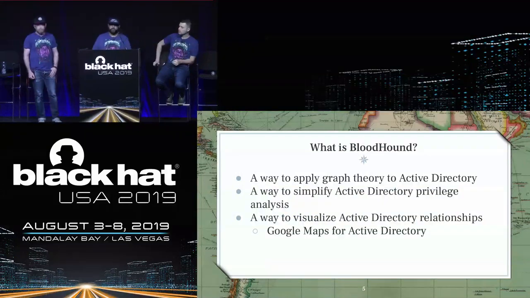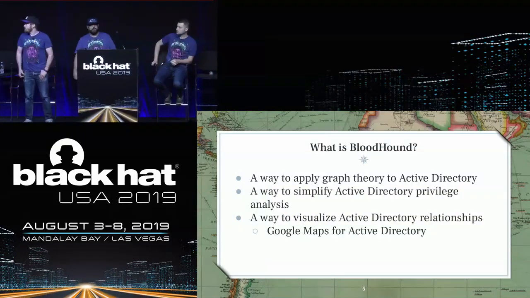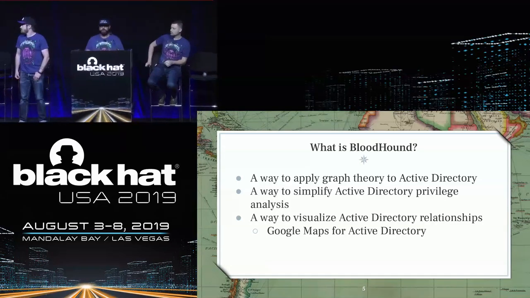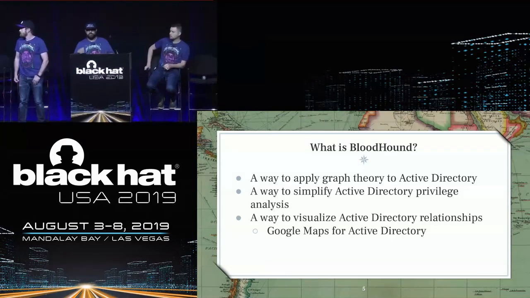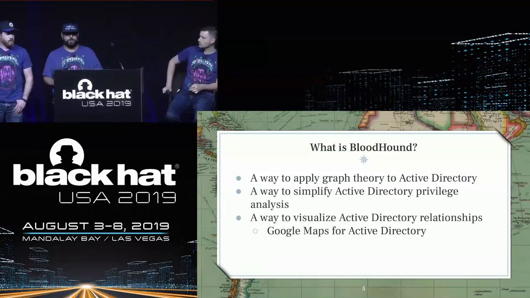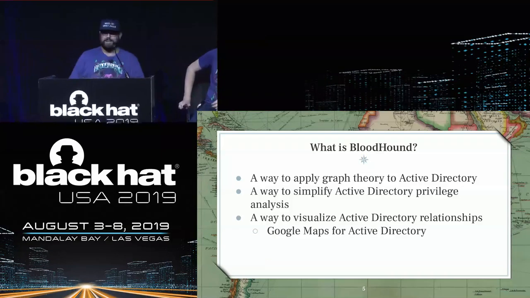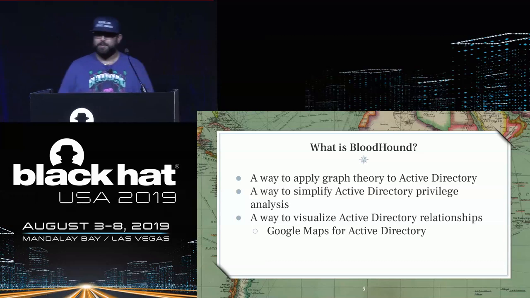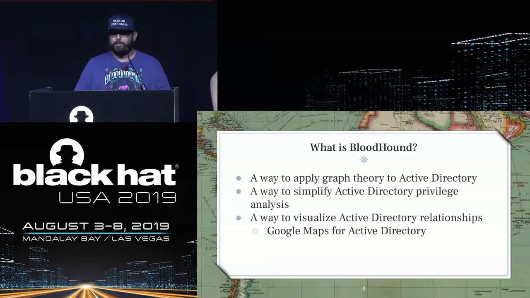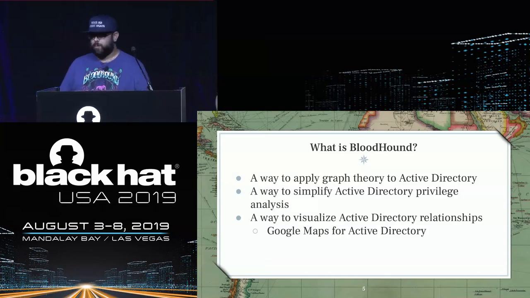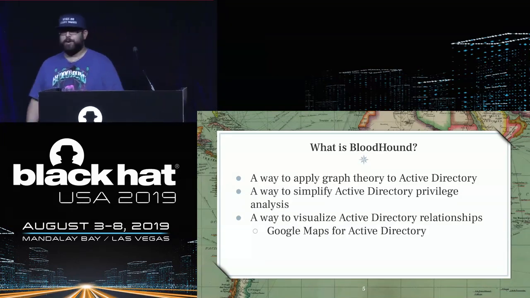All right, what is BloodHound? BloodHound is the tool we wrote, and our goal was to apply graph theory to Active Directory. We wanted to simplify privilege analysis in Active Directory, which, if anyone has tried to use built-in tools in Windows, you know is not easy. It's very, very arcane and not very easy to navigate. So we wanted to visualize relationships in Active Directory and essentially build what we call Google Maps for Active Directory.